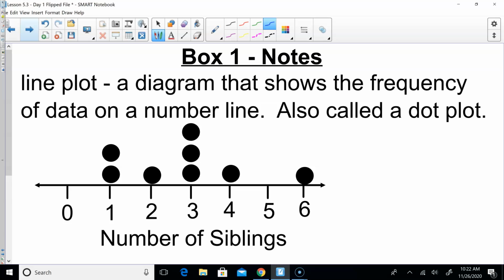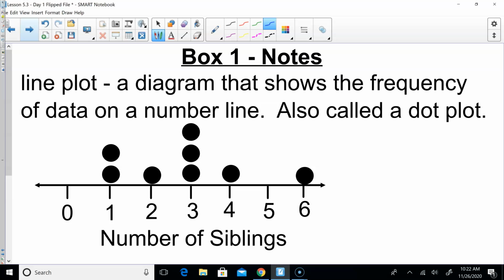Also, another word today that we're talking about is a line plot. What is a line plot? A line plot is a diagram that shows the frequency of data on a number line, also called a dot plot. So notice if we look at this line plot, this is the number of siblings. This is an example to help you get a visual.